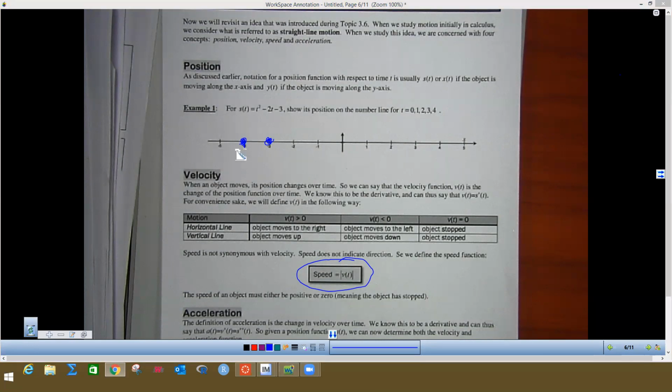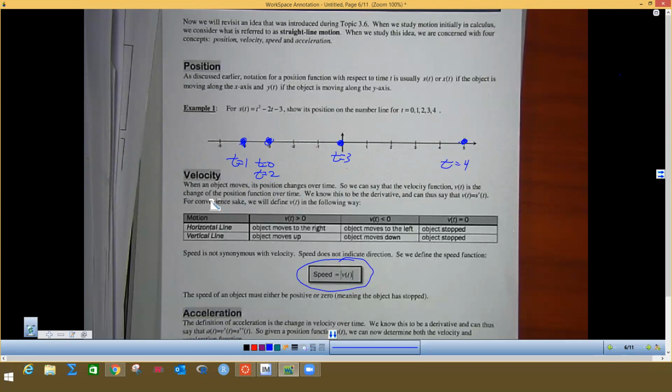So I probably should have labeled this. This is at time t equals 0, t equals 1, and then let's plug 2 in. So we get 4 minus 4 is 0, minus 3 is -3. So this is also at time t equals 2. Plugging in 3, we get 9 minus 6 is 3 minus 3 is 0. So at time equals 3, we're at 0 right here. And then plug in 4, and we get 16 minus 8 is 8. 8 minus 3 is 5. So we are out here at time t equals 4.